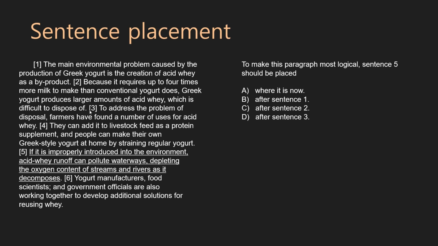But let's check. Again, we don't want to break the flow, so let's check sentence 3 now. To address the problem of disposal, farmers have found a number of uses for acid whey. All right, here we go. Because the problems of disposal can follow on to sentence 5, which was that if we don't take care of the acid whey properly, it's going to damage the environment. And this is to address this problem, we should do these things here. So perfect, sentence 5 belongs here after sentence 2, because between sentence 1 and 2, I'd break the flow of describing acid whey being produced from yogurt. And by putting it here between 2 and 3, I introduce the idea that it causes problems. And then after sentence 3, it talks about the solutions to the problems. So it's the perfect place to put sentence 5.